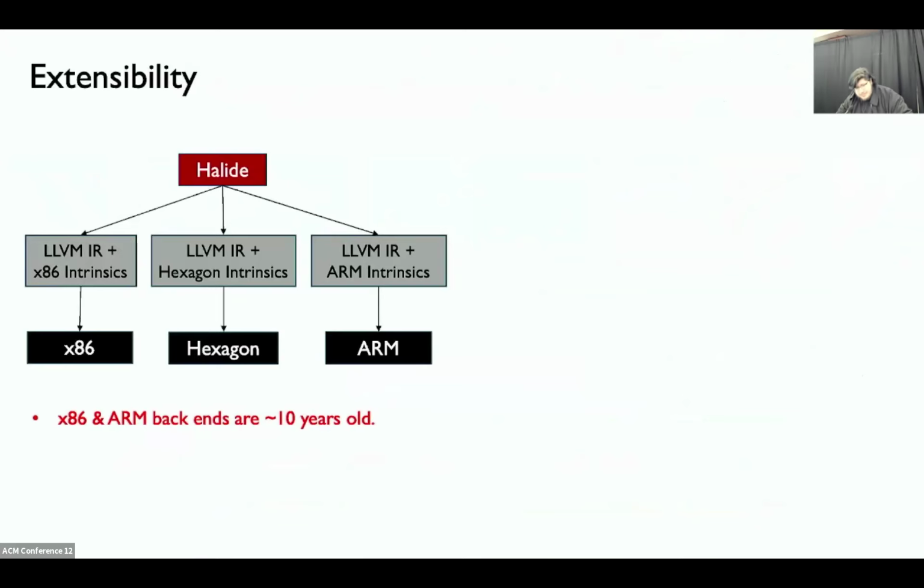Halide's backends for x86 and ARM are about 10 years old, and the HVX backend is about 8 years old. And these backends have been heavily engineered to produce highly optimized code by teams at Google, Adobe, Qualcomm, and so on and so forth.